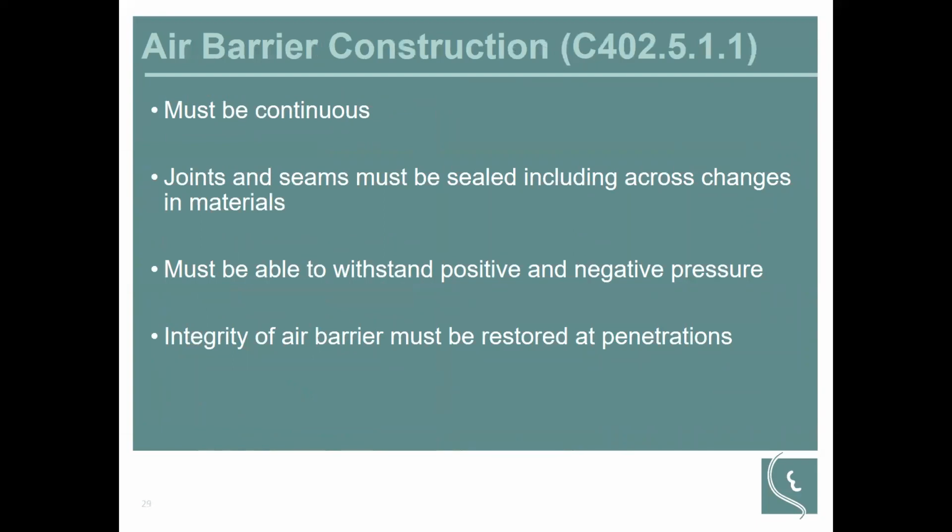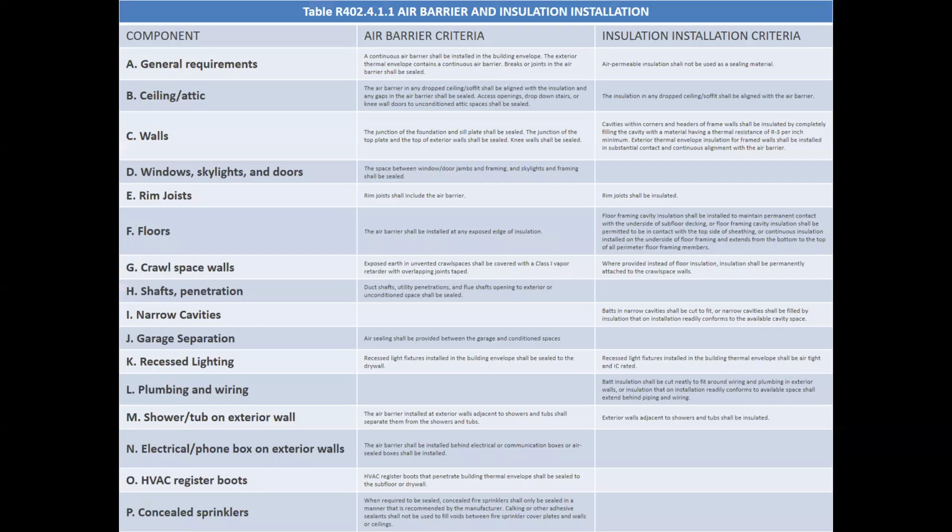So some of the attributes of air barriers: it must be continuous, and the joints and seams have to be sealed, especially anywhere that materials change. As Robert noted earlier, it must be able to withstand positive and negative pressure, because the wind direction obviously will change from time to time. And the integrity of the air barrier must be restored anytime there's penetrations. So anytime that we break that barrier or there is a joint in that barrier, we need to get that seal returned, because it doesn't take much of a hole to bring that moisture through. It can cause mold.